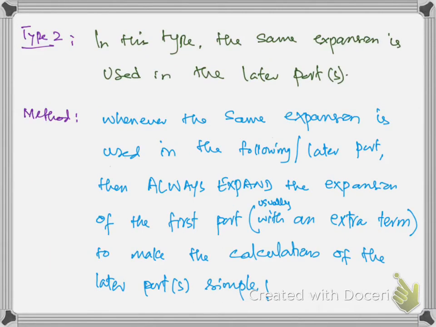Type 2. In this type, the same expansion is used in the later part or parts. Whenever the same expansion is used in the later or following part, then always expand the first part. Always expand the expansion of the first part to make the calculation of the later part simple.